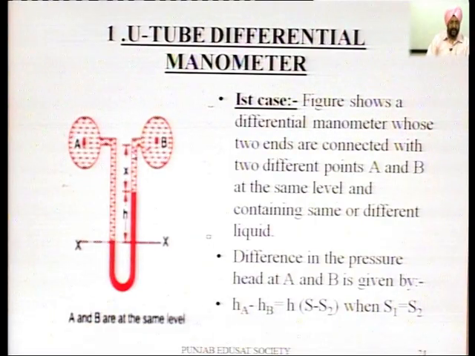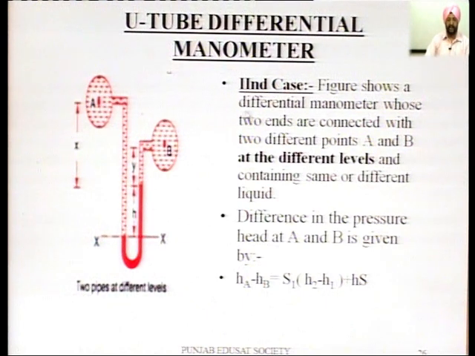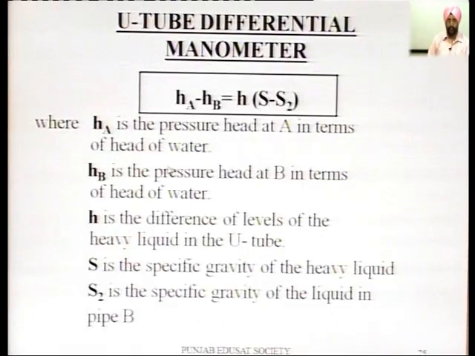Well, let's see something about it. We have two cases here. This first fluid A and B, these are at the same level here. So we will say two cases. This is the first case. This shows a differential manometer whose two ends are connected with two different points A and B at the same level. And we have a second case also when these are at different levels. As you can see, this is on the higher side, whereas point B is lower down here. So we will see one by one.